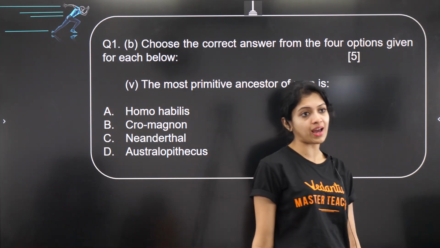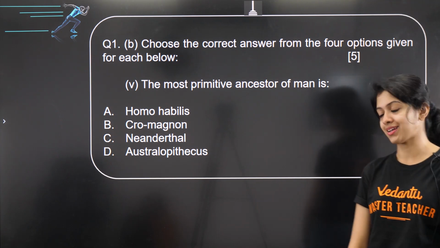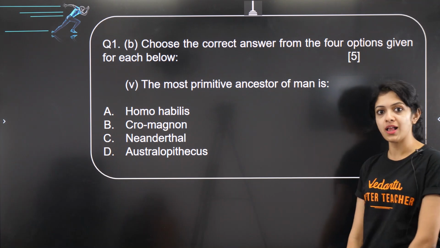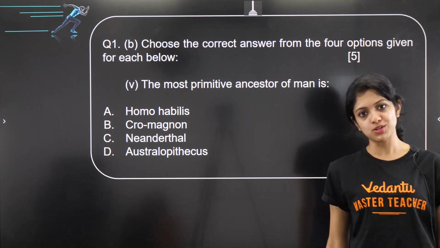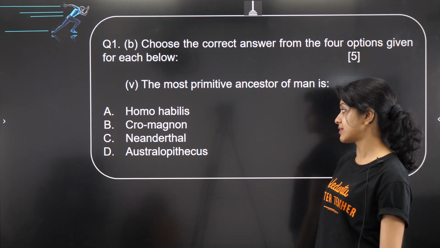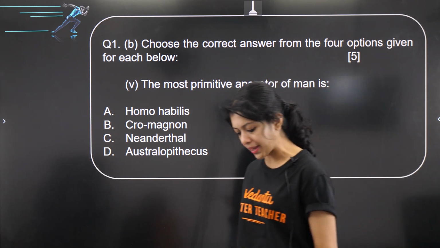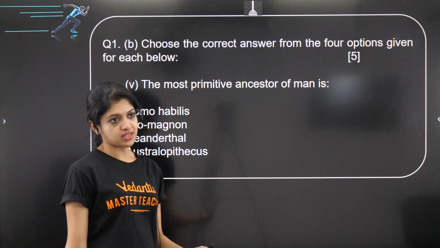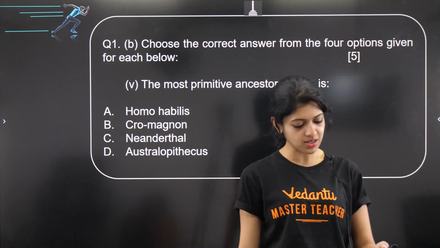Now question number 5. The most primitive ancestor of man. Okay, can be a little confusing, but if you recall the stages of human evolution like a story, you will be able to write the answer properly. Is it Homo habilis, is it Cro-Magnon, Neanderthal or Australopithecus? I'll give you a couple of seconds to think about it, and after that I'll give you a hint, or rather give you the answer itself.